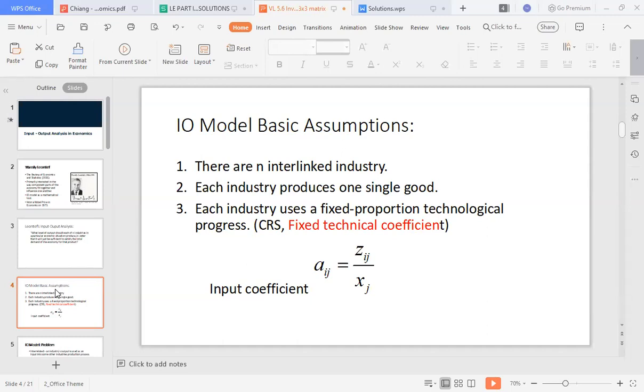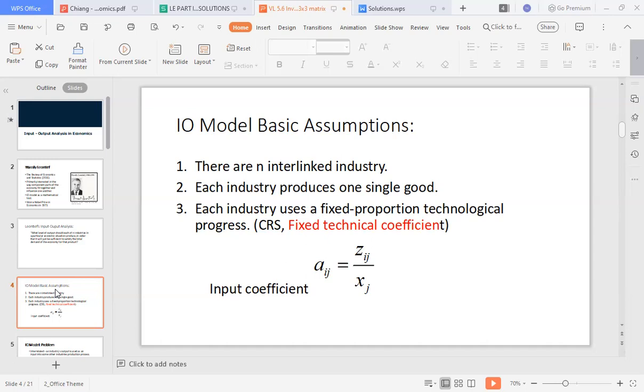So for example, in agriculture, it will only produce one good. In manufacturing, it will only produce one good, and also in services, it will also produce one good. So the correspondence in this case would be 1-to-1. Okay, one sector, one good.